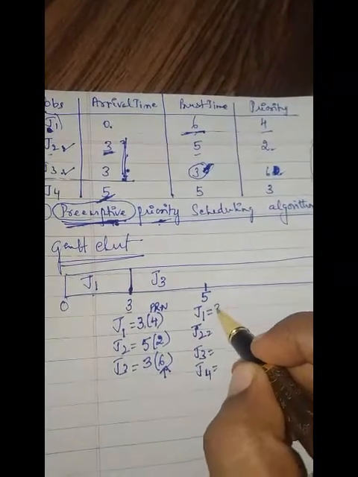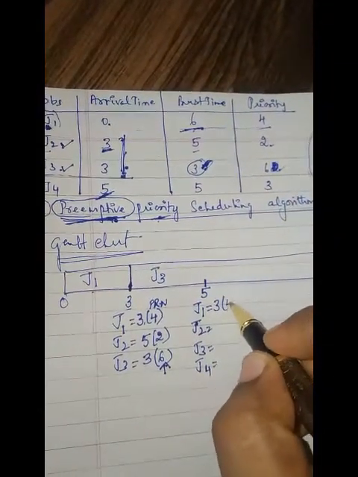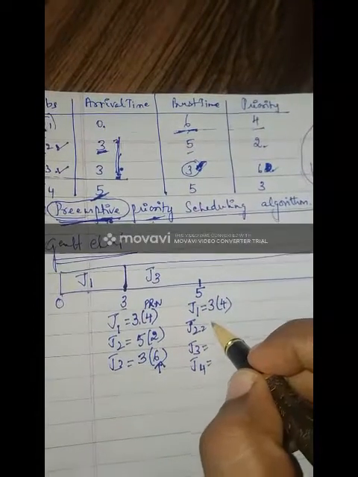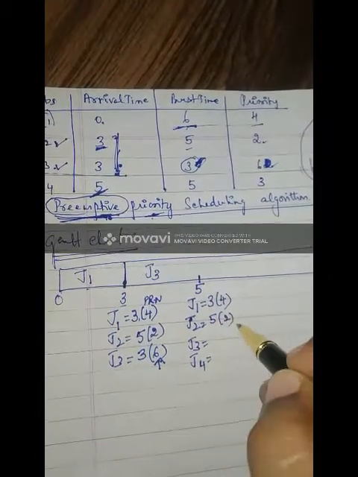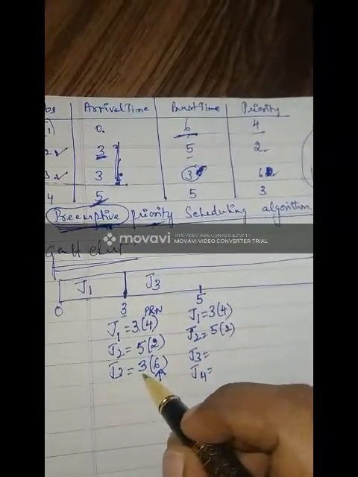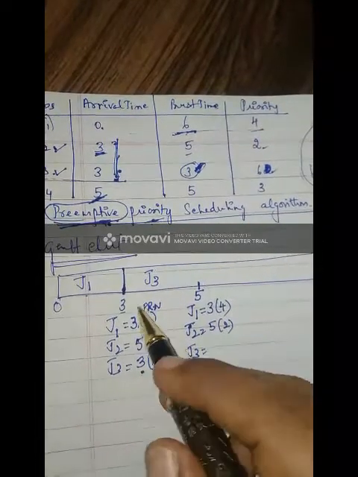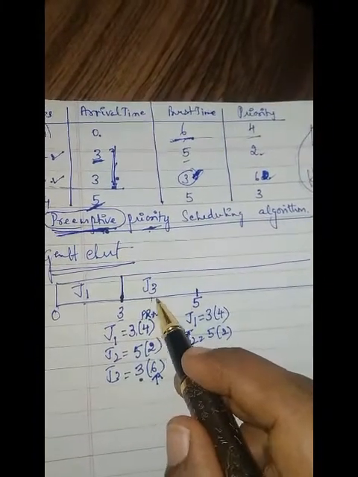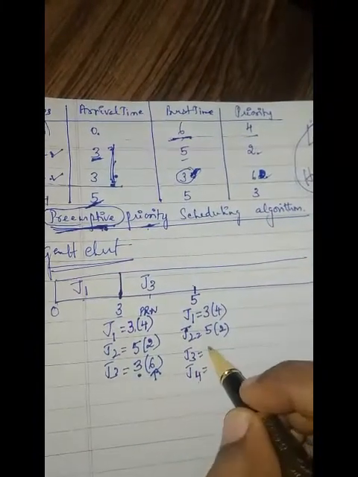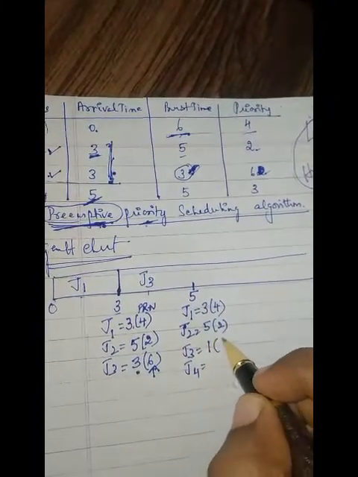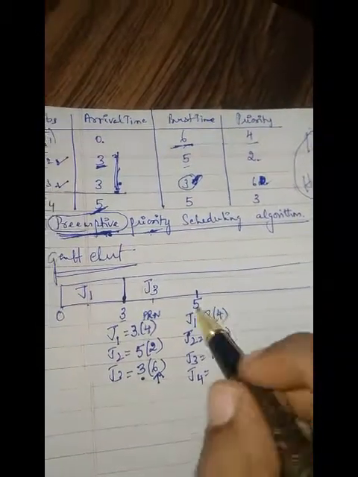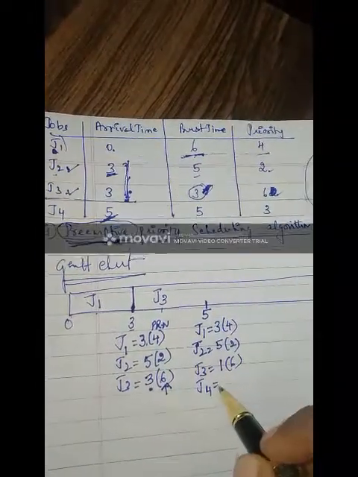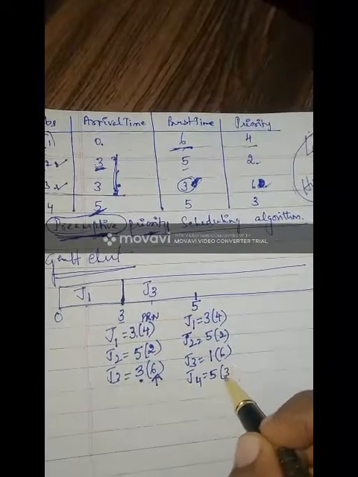J1, what is the status? Burst time remaining is 3, priority is 4. J2, burst time is 5, priority is 2. J3, it was 3 burst time, but out of 3 how much have you executed? 3 to 4 and 4 to 5. So 2 is executed. How much is remaining now? 1, with priority 6. And J4, the burst time is 5 and the priority is 3.